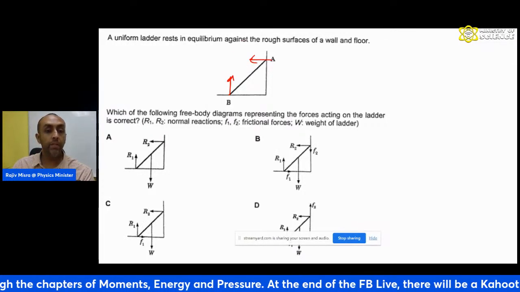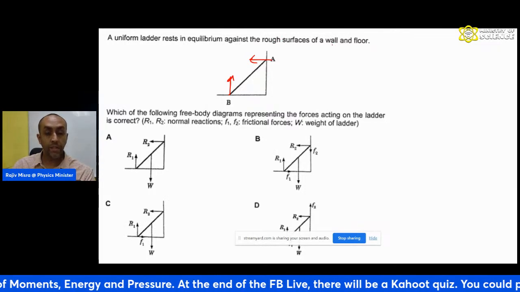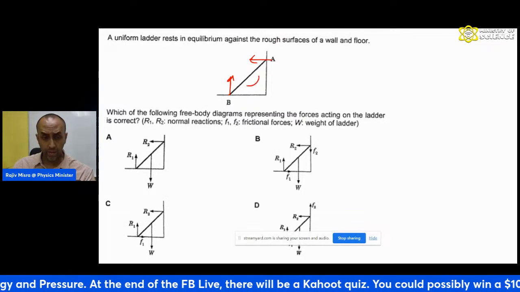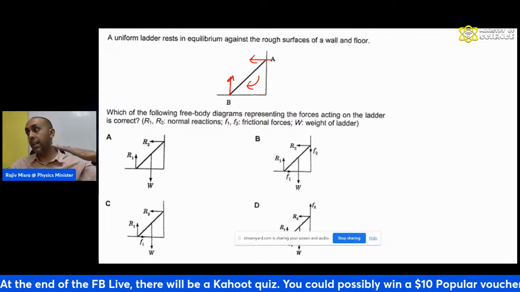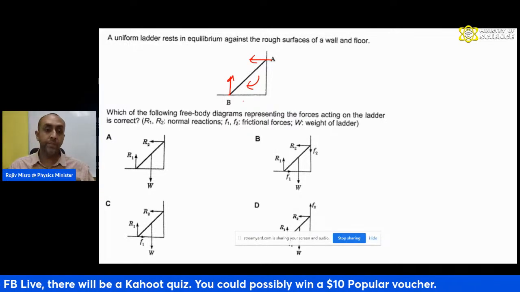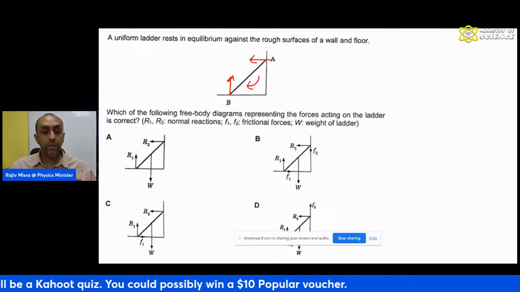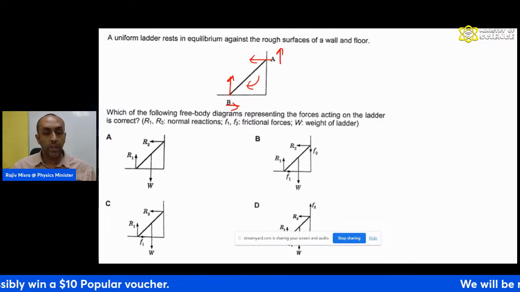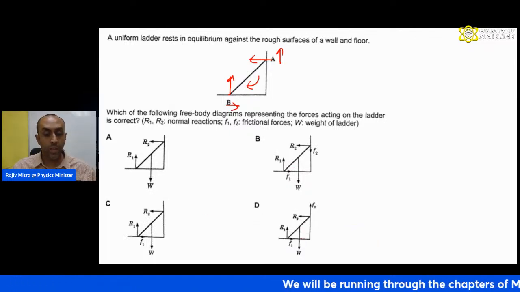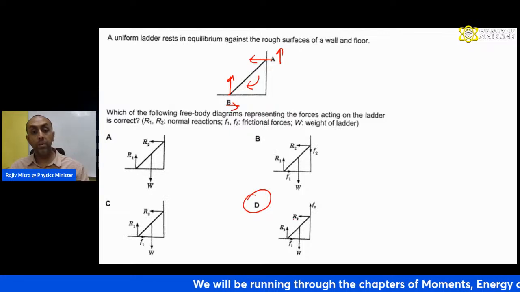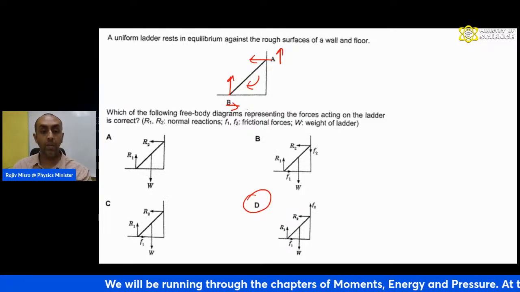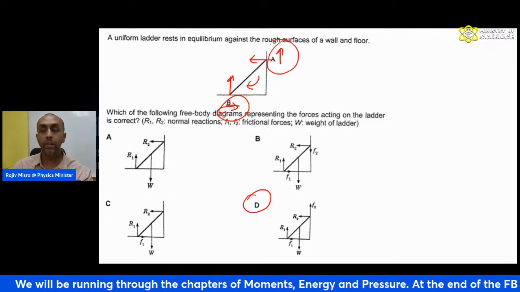Vertically above. Because they say rough surfaces of the wall and floor, if it's going to fall, it will slide towards the left. And if it slides towards the left, your friction force here will be to the right, and the friction force here will be up. So you're looking for anything that gives you those type of values. So I will go with the answer D. D will make the most sense, because it literally follows everything that I've mentioned.